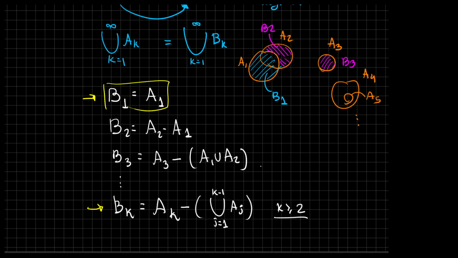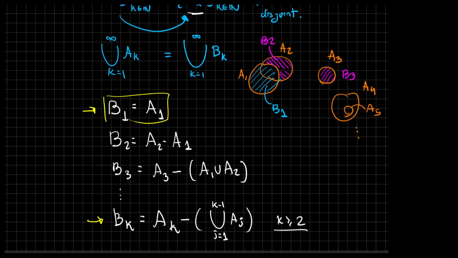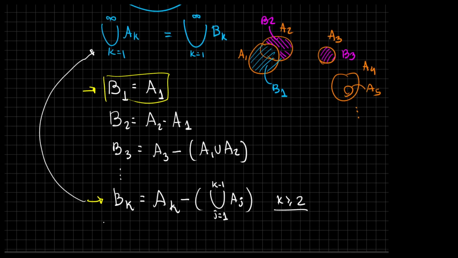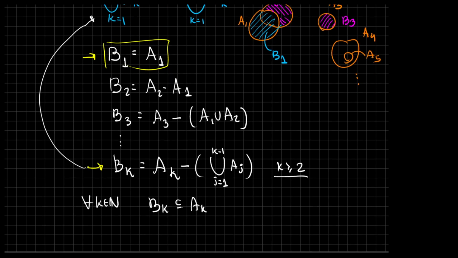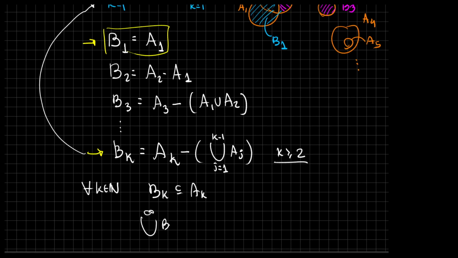Well, we can show that given the way we constructed this family, it holds that those countable unions are equal. And why is that? Well, because first, for every k in the natural numbers, we have that Bk is a subset of Ak, which may be a proper subset or may not be, may be equal. So this implies that the union of every Bk will be a subset of the union of every Ak.